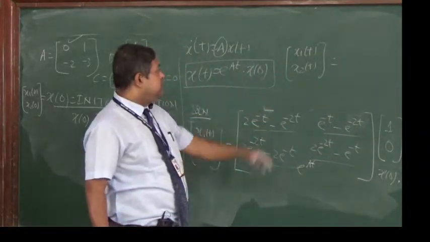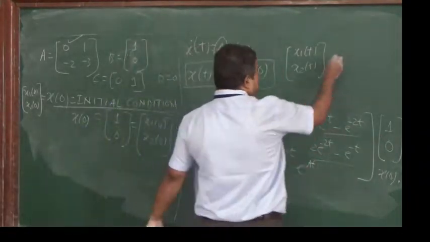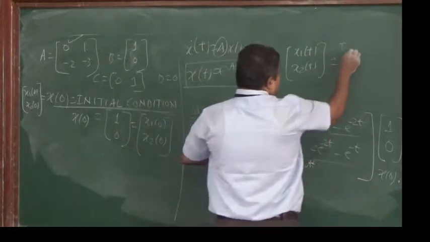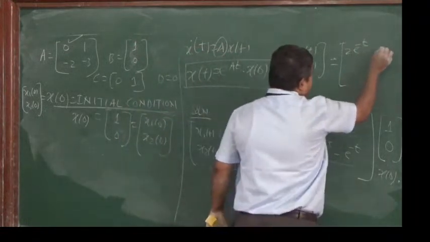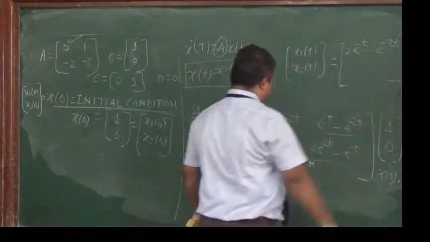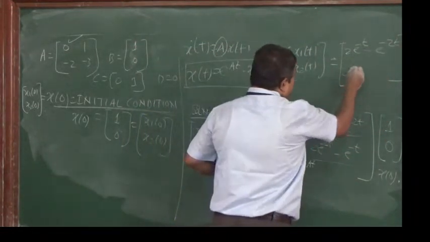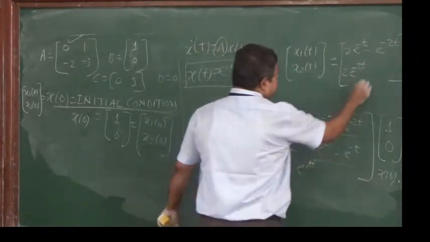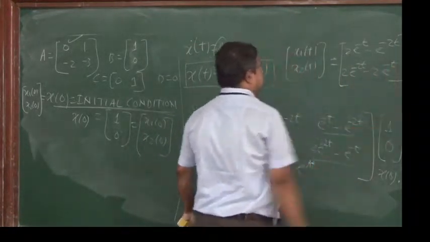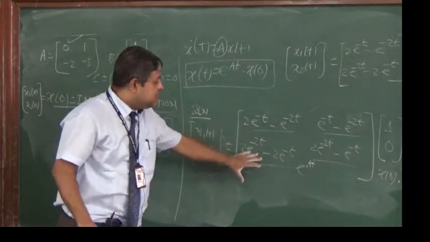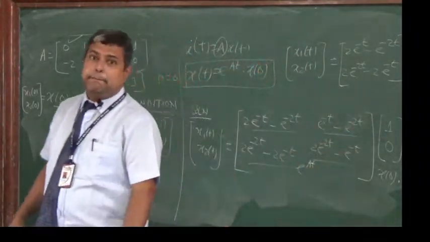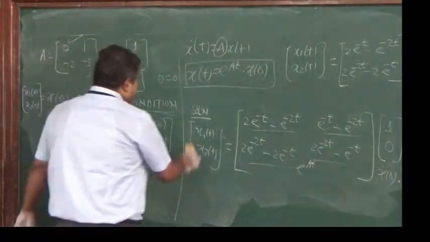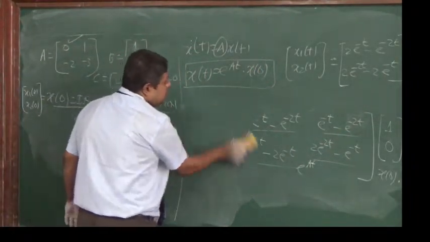So what is the solution of the system? x1(t), x2(t). The solution is nothing but 2e raised to minus t, minus e raised to minus 2t, and this is 2e raised to minus 2t and minus 2e raised to minus t. That's all. So only the first column is existing. If you are multiplying this with this, we will be getting only the first term. Then next job, we are supposed to plot it.